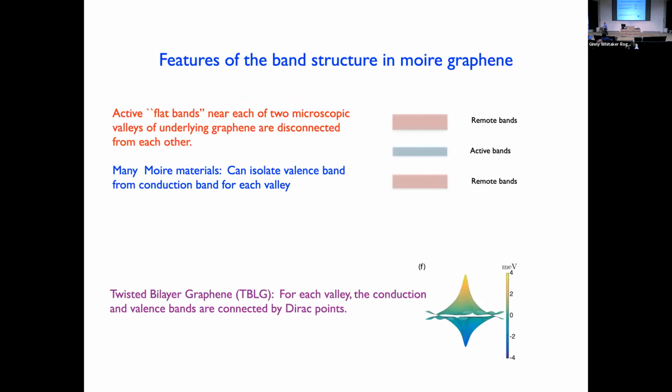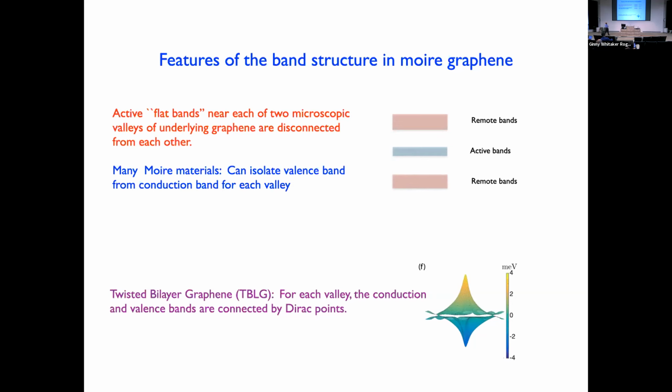So let me quickly review some of the features of the band structure of moire graphene pertinent to this talk. Now, there's a lot going on in moire, so I won't have time to discuss everything. The first key feature is that apart from spin, there's a valley degree of freedom in these systems. And the moire potential decouples the two valleys of the underlying graphene from each other, so that the valley really acts as another internal degree of freedom in describing the many-body system. And in many moire materials, we can isolate, within each valley, the valence band from the conduction band so that these do not intersect or touch each other.